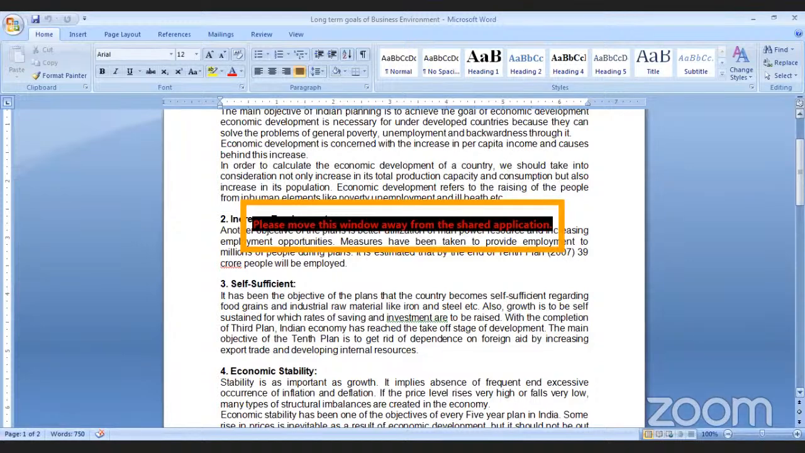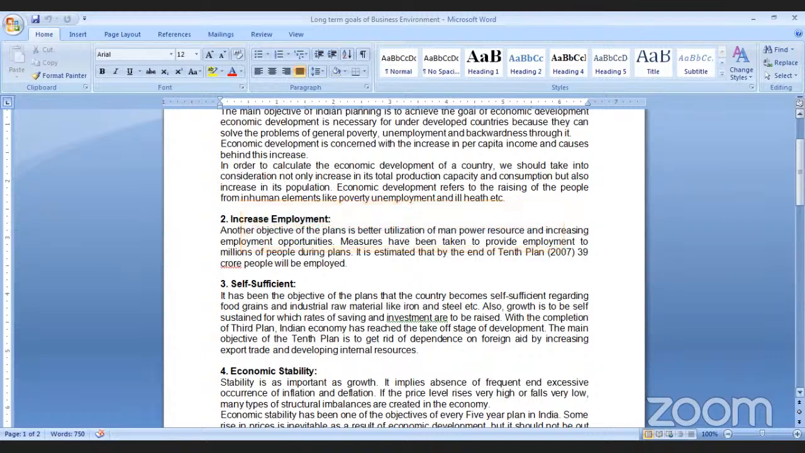If you want to achieve a long term objective of an organization, then you have to become self-efficient in terms of providing raw materials, in terms of providing skilled employees or human power, etc. Fine, or investment, you can say that everything.